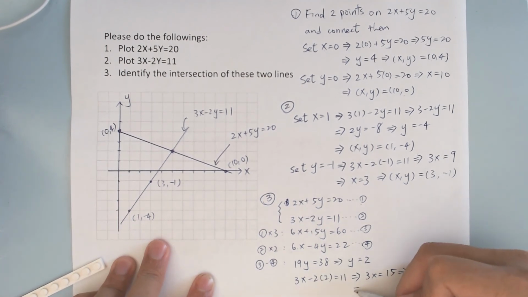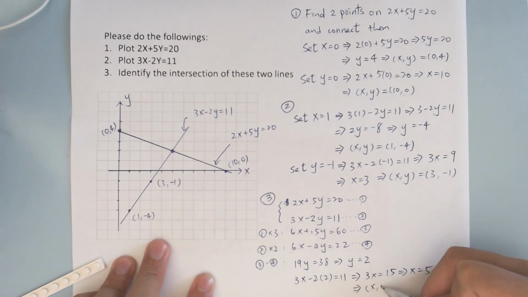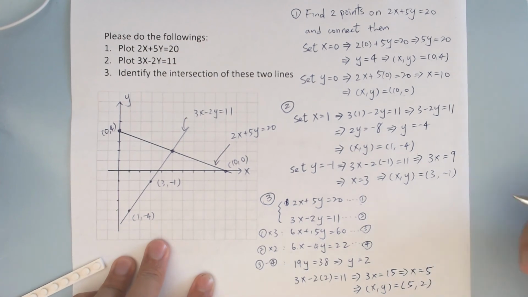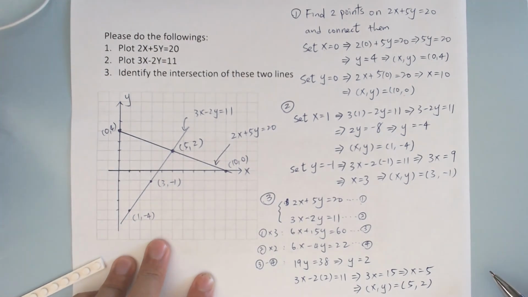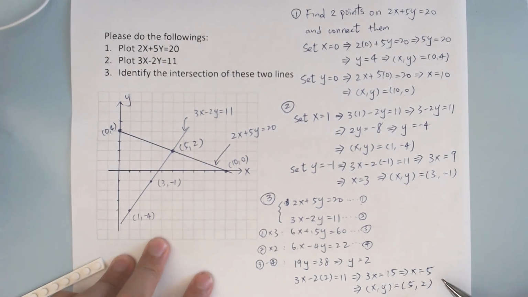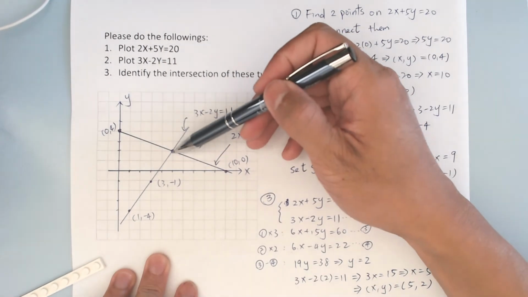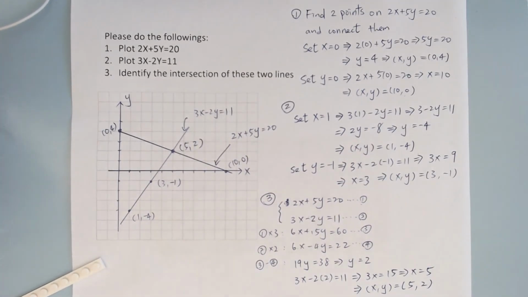Okay, good. So I identify the solution, which is the intersection with coordinate (5, 2). So indeed this is (5, 2). That's it. So this is how you graphically solve for the intersection for this kind of problem.